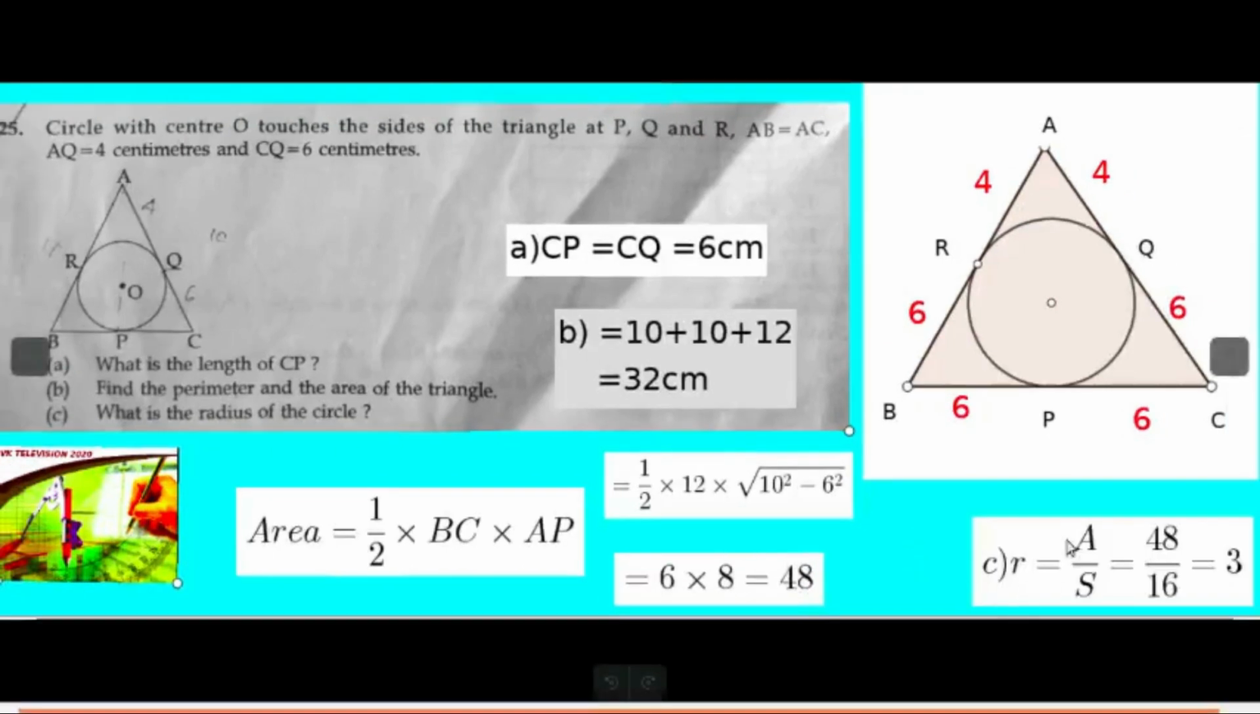R is equal to A by S. That is, we have a relation R is equal to A by S, where S is the half of the perimeter. That is equal to 48 by half of 32, that is 48 by 16, which is equal to 3. So the radius of the circle is equal to 3.